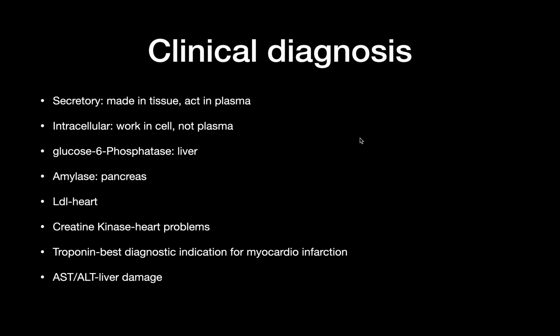That means there has been some trauma happening to these tissues, because the plasma proteins are tissue specific, such as G6P, glucose 6-phosphatase, that's synthesized in the liver. Amylase is synthesized in the pancreas. LDL affects the heart. Creatine kinase indicates heart problems, and troponin is the best diagnostic indicator for myocardial infarction, that's a heart attack. And AST and ALT are released when the liver is damaged.